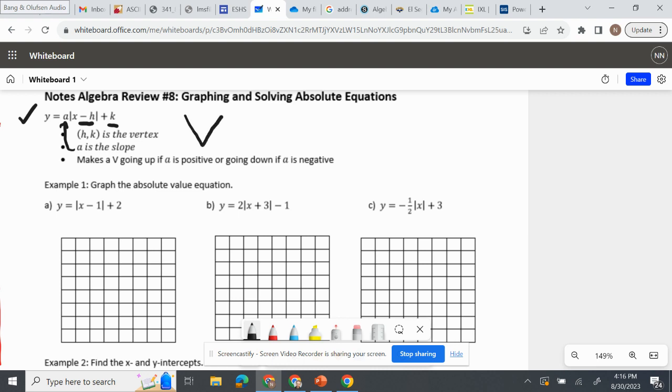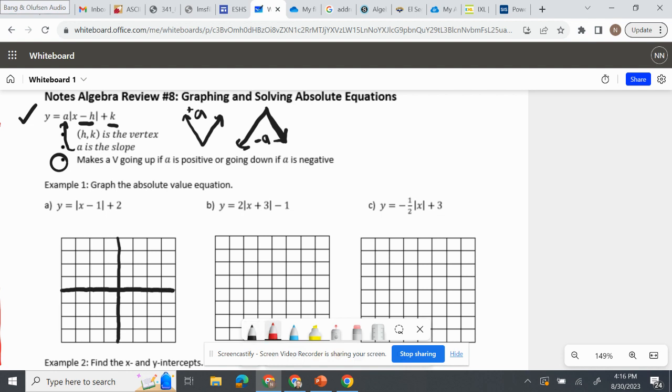We're going to have two different types, one where it's going up and one where it's going down. If our a value is positive, it's going to be going up. If our a value is negative, it's going to be going down. We could think of these lines as the slope, so they're going to help us graph it. And based off of those two steps, it's going to be easy to make a V either going up or going down. So for our first one, what we're going to do is find our vertex.